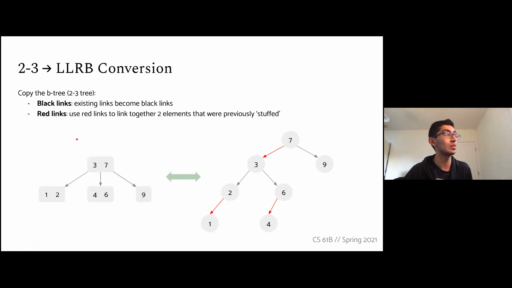How do we convert between 2-3s and left-leaning red-black trees? Well, see how this node right over here is a 3-7 node. We see the exact correspondence is, hey, can you disable, someone is drawing on the screen.